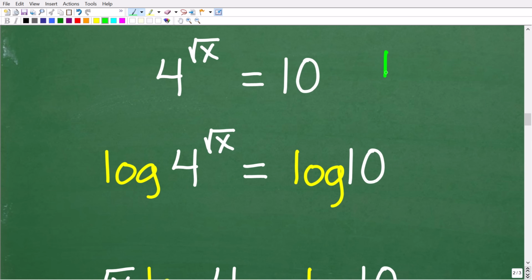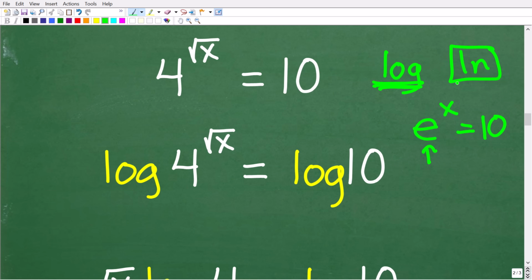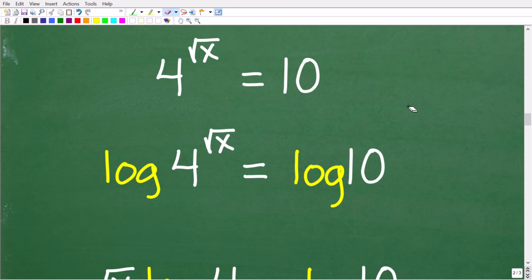Now you might be asking yourself, do we use the log or the ln? Well, you're always going to use the log button unless your base is e. So if we have something like e to the x power is equal to 10, if you see this e, you'll use the ln button. Everything else you'll use the common logarithm, log. Okay, so we're going to take the log of both sides of the equation.